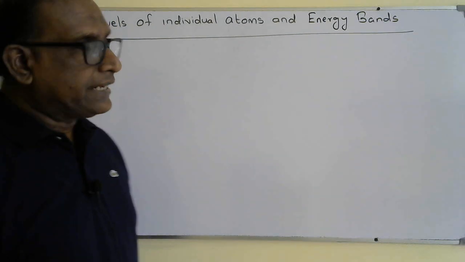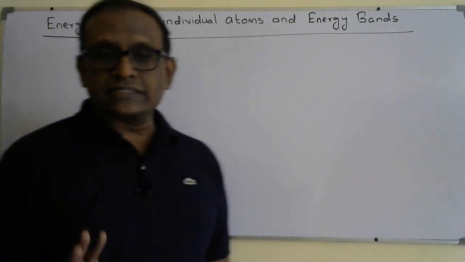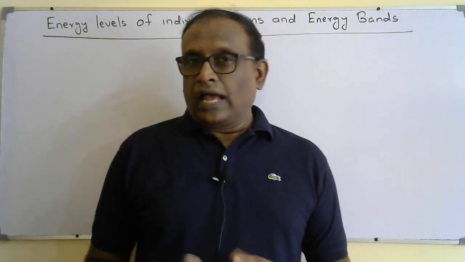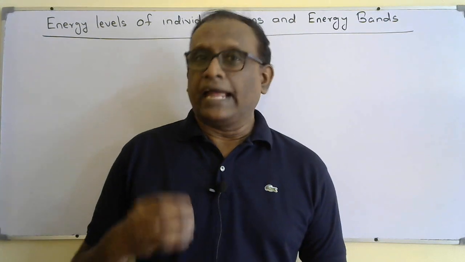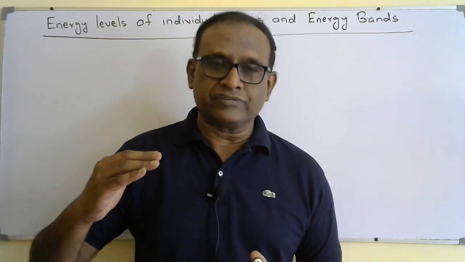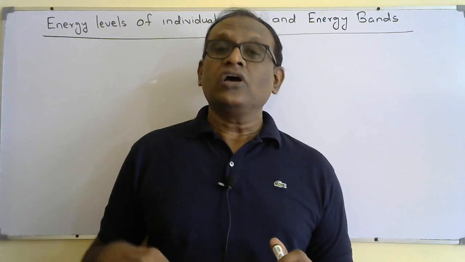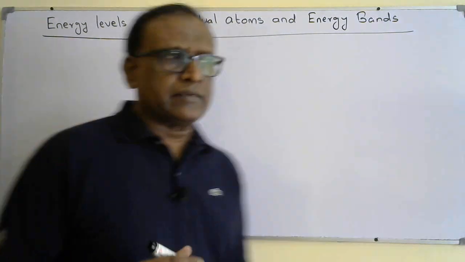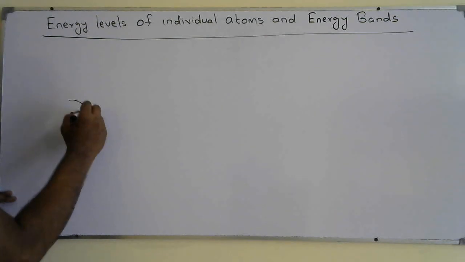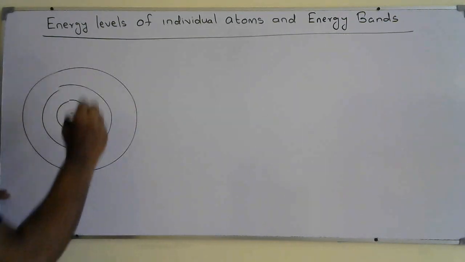Okay, so the next topic is energy levels of individual atoms and energy bands. We learned that in A level, that according to Bohr model, an atom consists of different discrete energy levels or different discrete shells, and electrons are on those shells or energy levels, right? You know that Bohr model. So we can draw the Bohr model, with nucleus at the center and different discrete shells like this, and each shell has a specific energy.